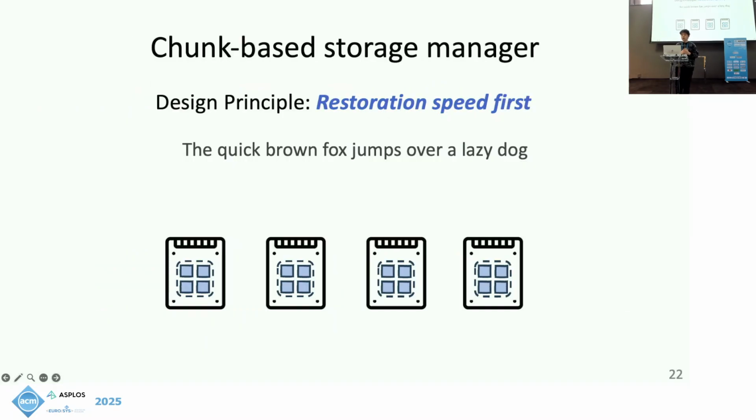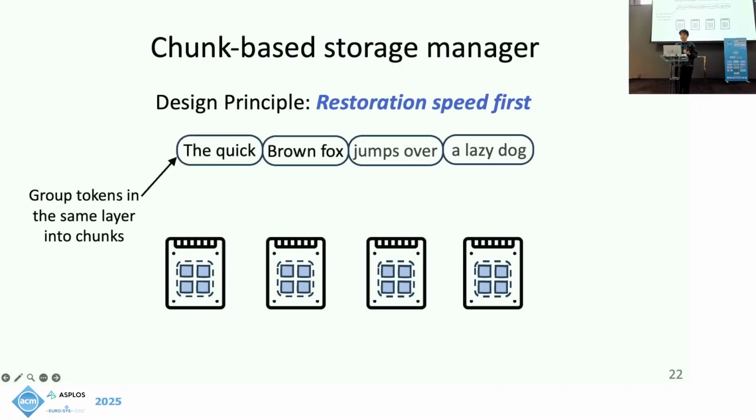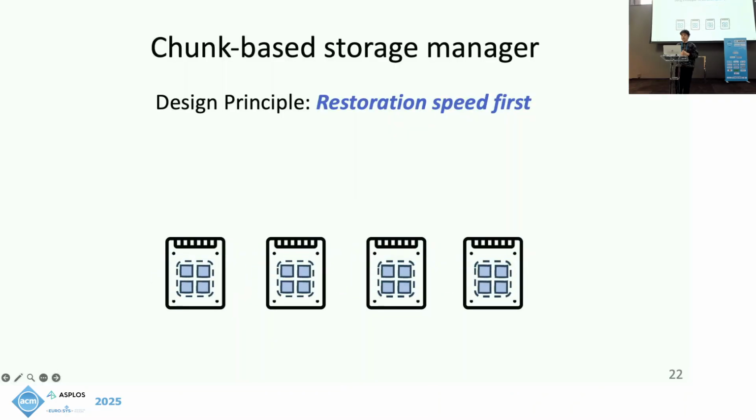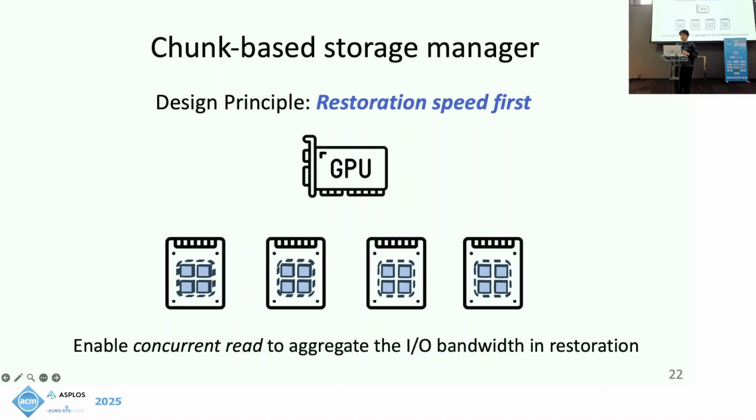Next is the chunk-based storage manager. Our design principle is fast restoration speed. So when we have to save the hidden state of one sentence, we will group tokens in the same layer into small chunks and distribute them round-robin across different disks. In this way, as shown by the animation, it can enable concurrent reads to aggregate the I/O bandwidth in the restoration. So this storage format is designed for fast restoration speed.